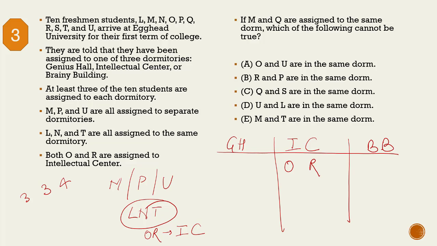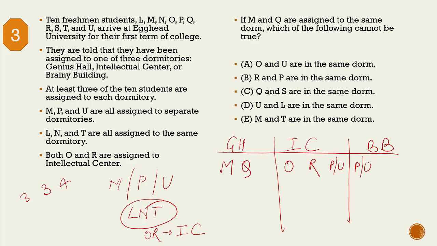So if I assign M and Q to Genius Hall, that means I cannot assign P and U to Genius Hall because M, P, U cannot be assigned to the same dormitories. So P and U, one of them will go to Intellectual Center and one of them will go to Brainy Building. Now we also know L and T have to be assigned to the same dormitory.